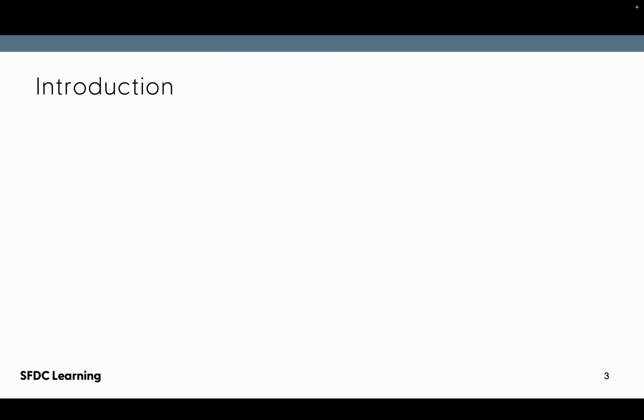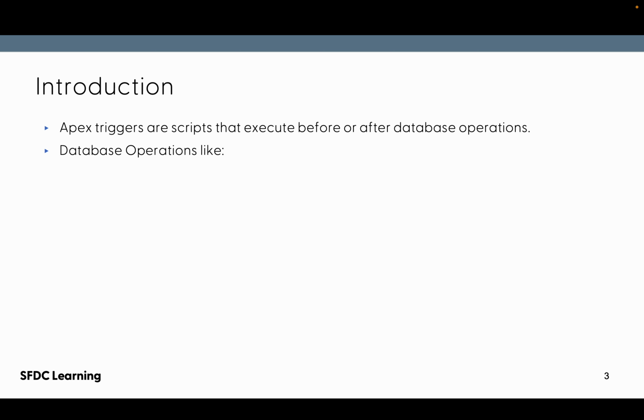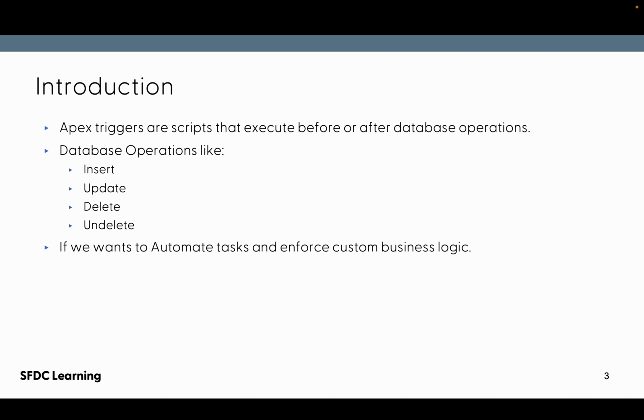Now, introduction. So Apex triggers are the scripts that execute before or after a database operation gets performed in Salesforce. Which type of database operation? Insertion, data update, deletion, and undeletion. Right? So these four types of operation are possible in the database. Now, if you want to automate tasks or enforce some business logic, at that time we can use Apex triggers or any Apex jobs.